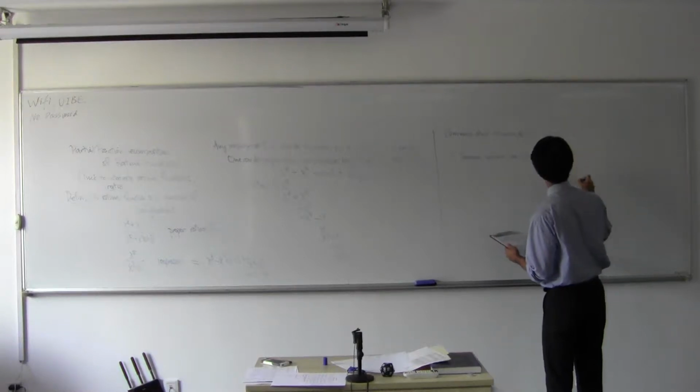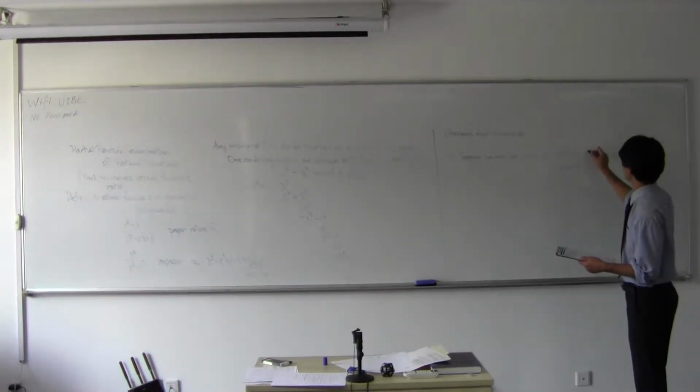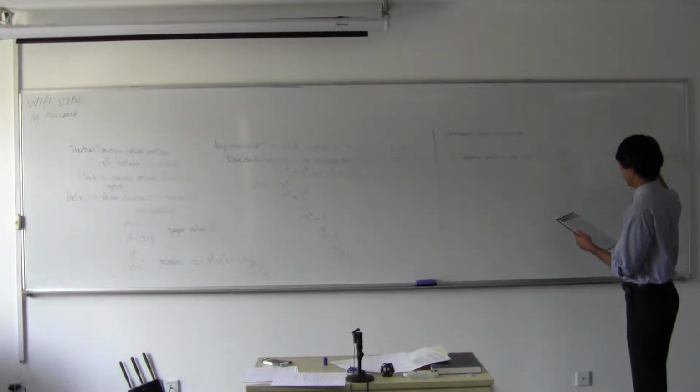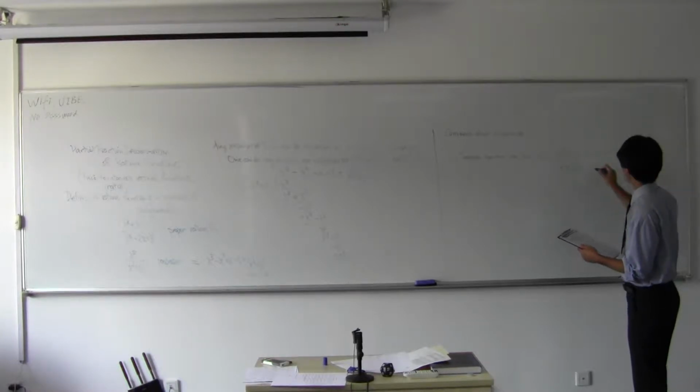p of x and q of x, where p is a0 plus a1x plus a2x squared, up to am x^m, and q is b0 plus b1x, up to bn x^n.